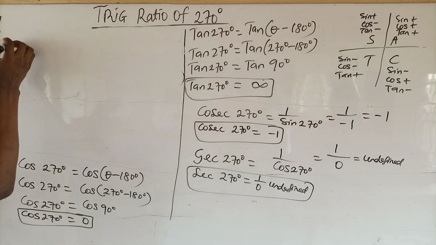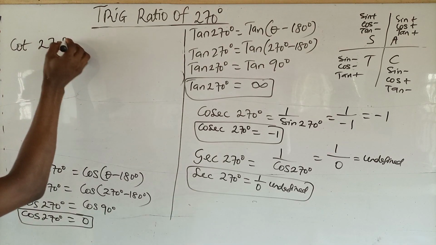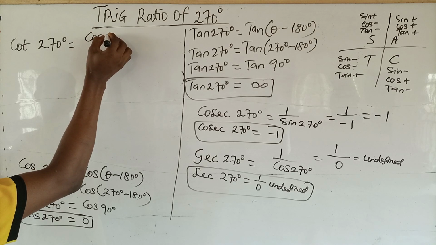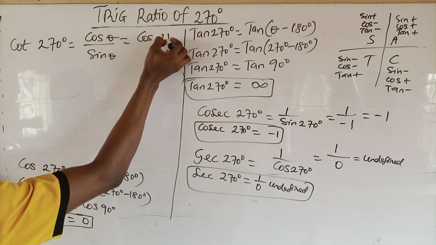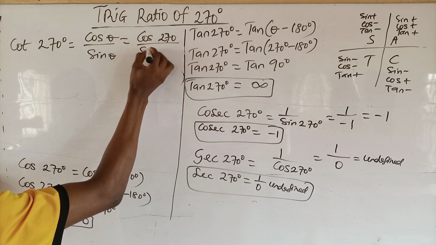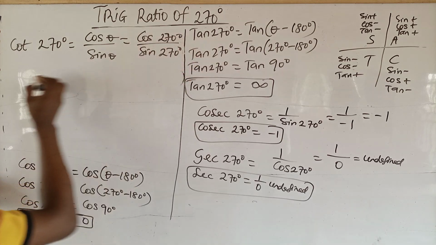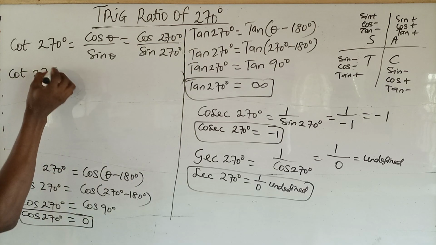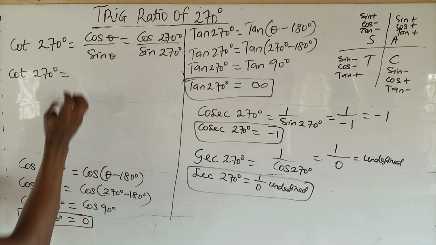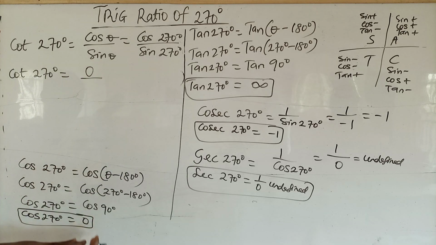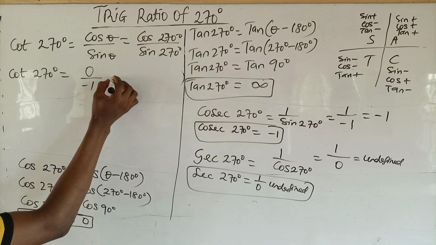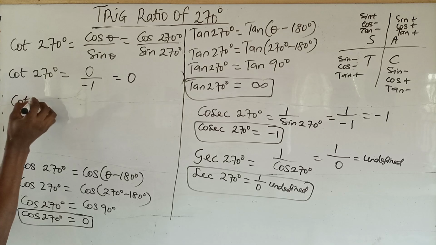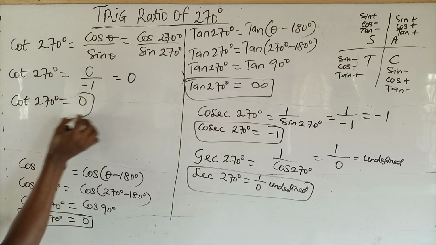In finding the value of cot 270 degrees, cot is equal to cos theta over sine theta, which is equal to cos 270 degrees all over sine 270 degrees. So cot 270 degrees is equal to cos 270, which is 0, over sine 270. We have cleaned it, but I think sine 270 is minus 1. So 0 divided by minus 1 is 0. So cot 270 degrees is equal to 0.